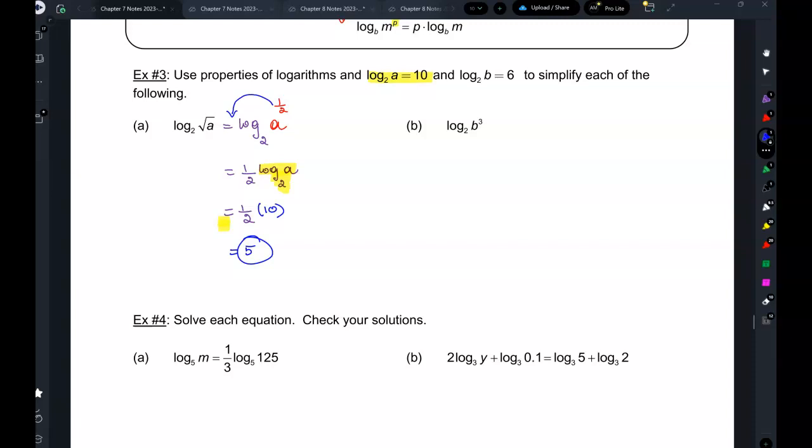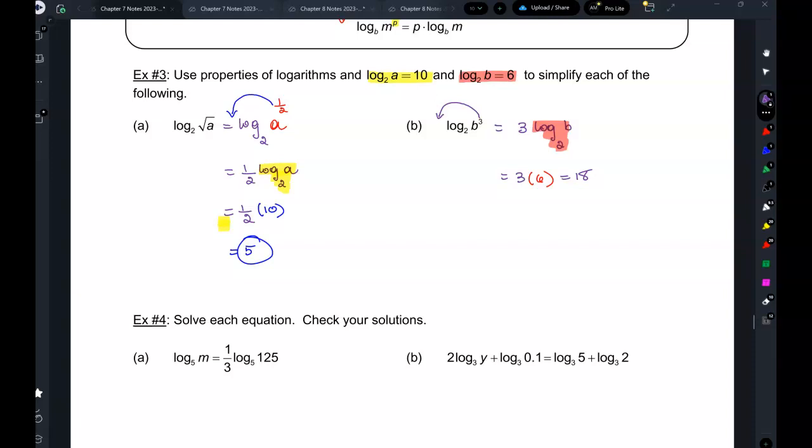Okay, either way. Let's take a look at this next one. The first thing I'm going to do is bring this 3 and move it down. So this becomes 3 log base 2 of b. Now, it says here log base 2 of b is equal to 6. So I write this as 3 times 6, 18. That's the answer.